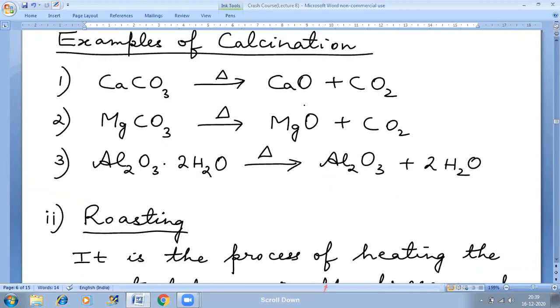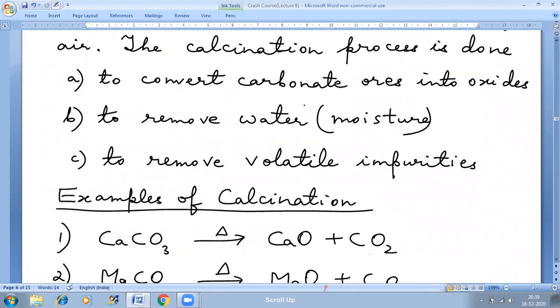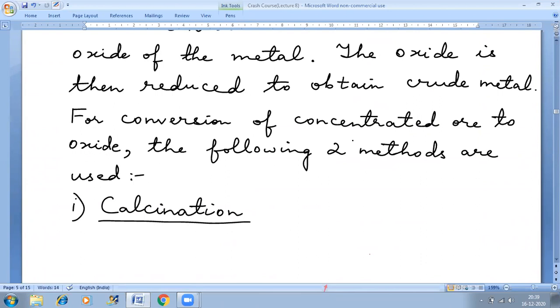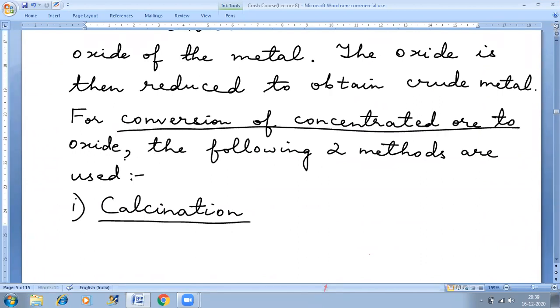Similarly, there is another process called roasting. Under the conversion of ore to its oxide, there are two processes: one is calcination and one is roasting. Both calcination and roasting ultimately give us the metal oxide. The metal oxide is obtained as a result of calcination or as a result of roasting.